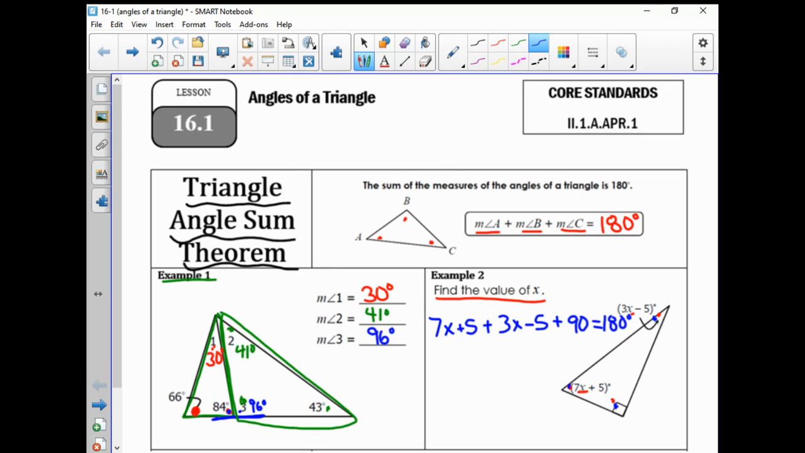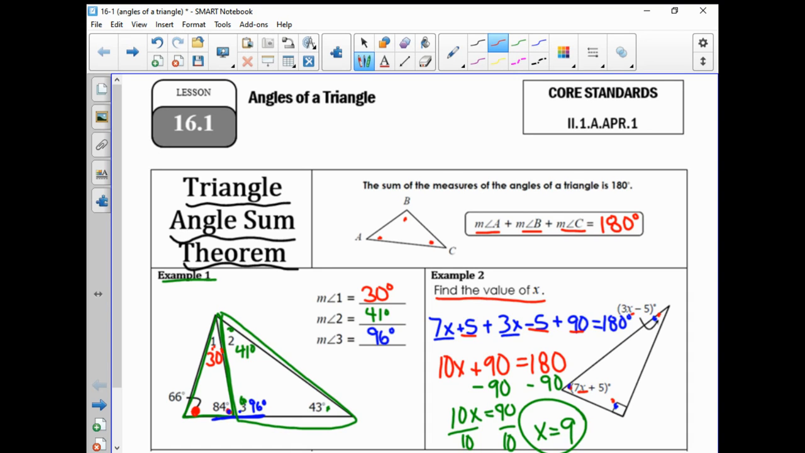And now we just combine like terms and solve for x. That's it. So 7x plus 3x, 7 plus 3 is 10x. Then we can add all of these like terms. 5 minus 5 is 0, plus 90, so plus 90 is equal to 180. Get x by itself, so we're going to subtract 90. And 10x is equal to 90, which means x is equal to 9. And that's what they're asking for. So that is the triangle sum theorem and how to use it.